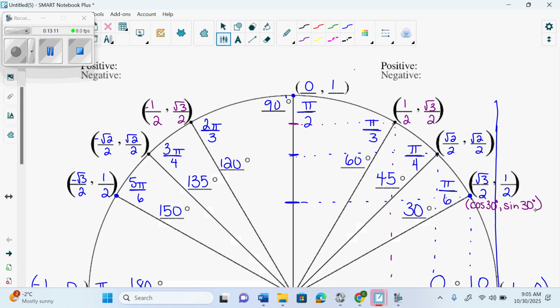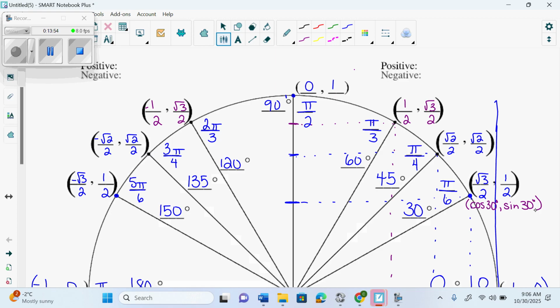If you picked pi over 6, what would you have to be in? So if I went cos of 30, everyone types in, go cos 30, make sure you're in degree mode. What do you get? 0.8660, which is root 3 over 2. Now, do sine of 30. Sine of 30 is 0.5, which is 1/2, okay? Change it to radian mode. Do cos of pi over 6. Make sure you're in what mode?